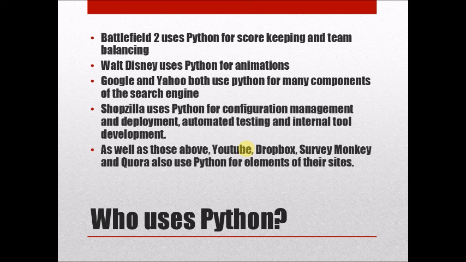But all of these things like Battlefield 2, Google, Walt Disney, they don't just use one programming language, of course, they use loads. But each different component of a website has probably got a different programming language. There's going to be loads behind ones like Battlefield 2. They couldn't use Python to actually build the game. It's only used for scorekeeping and team balancing.